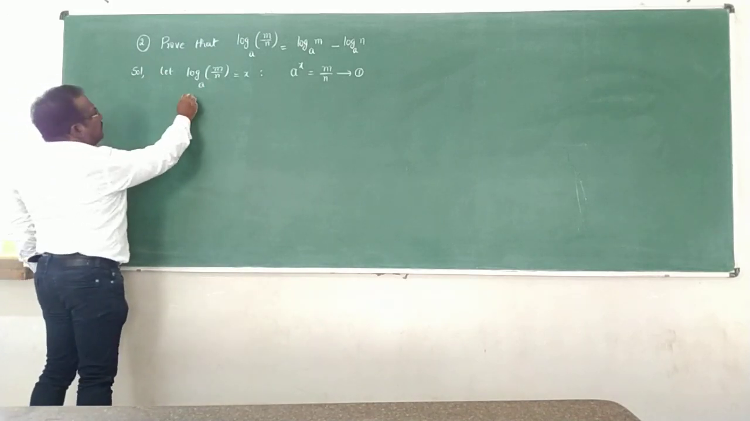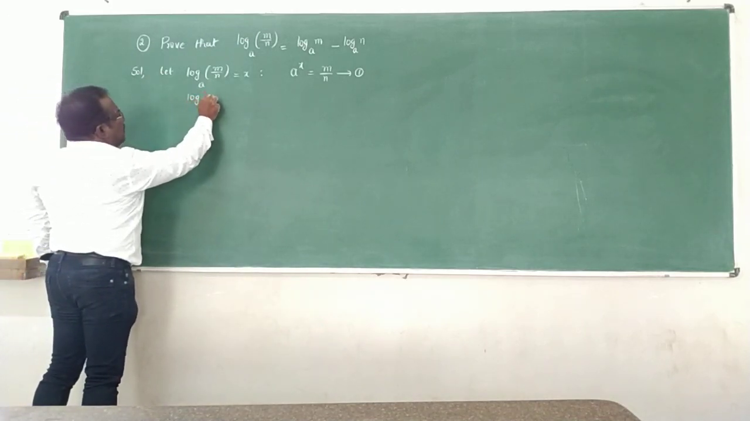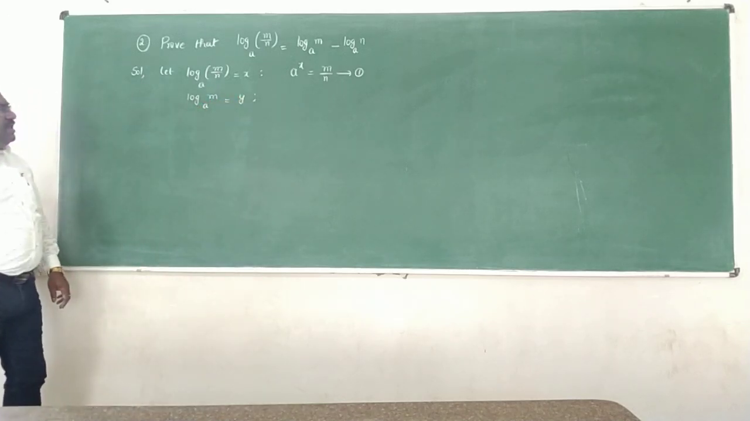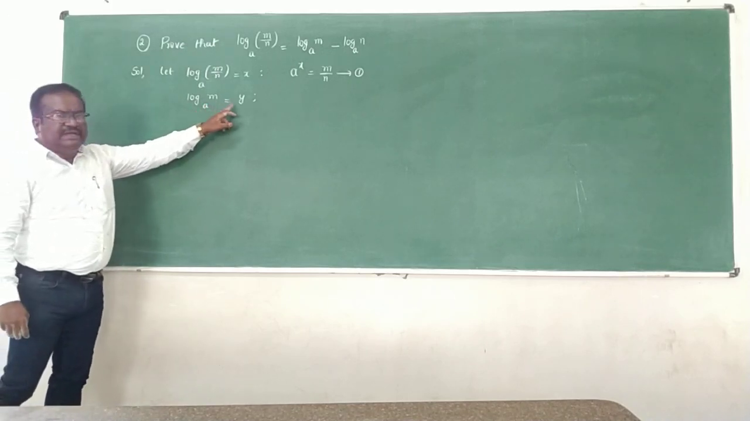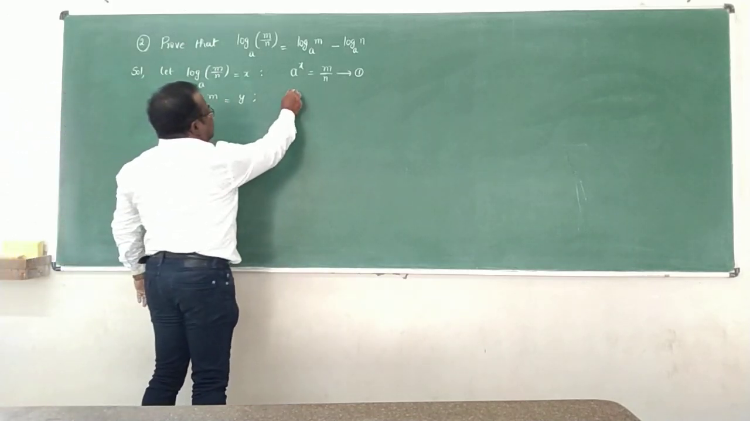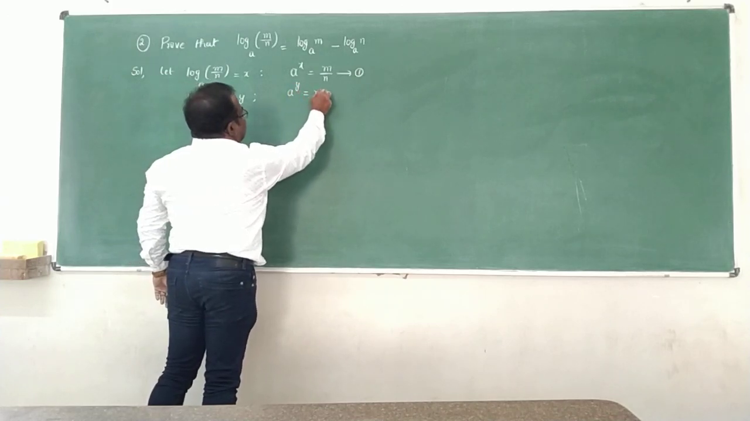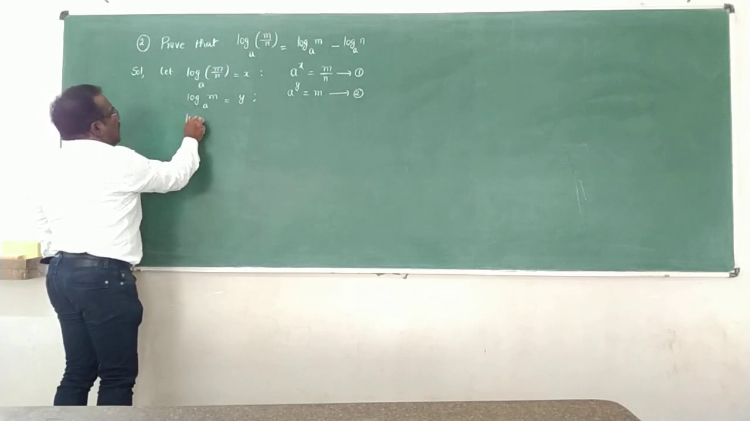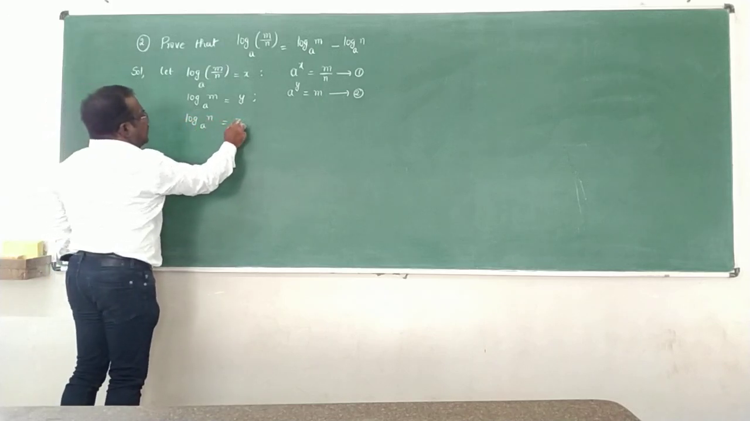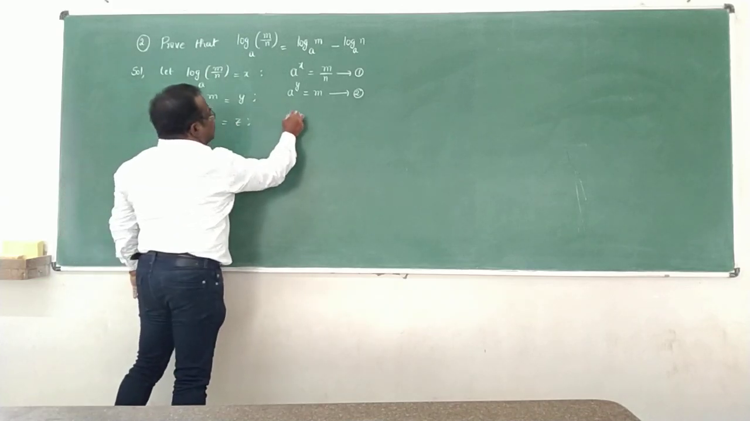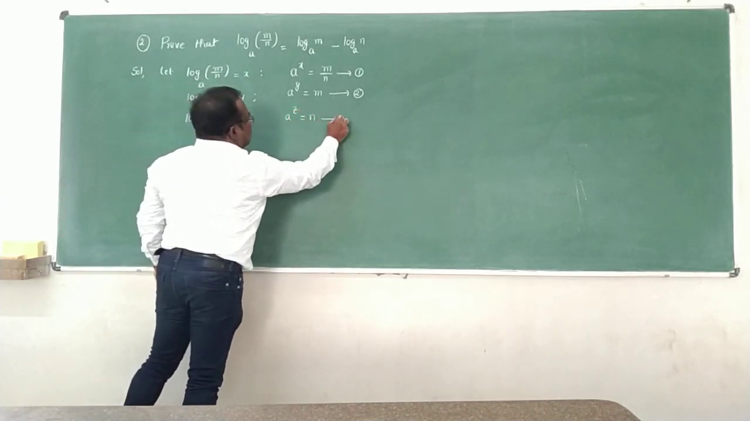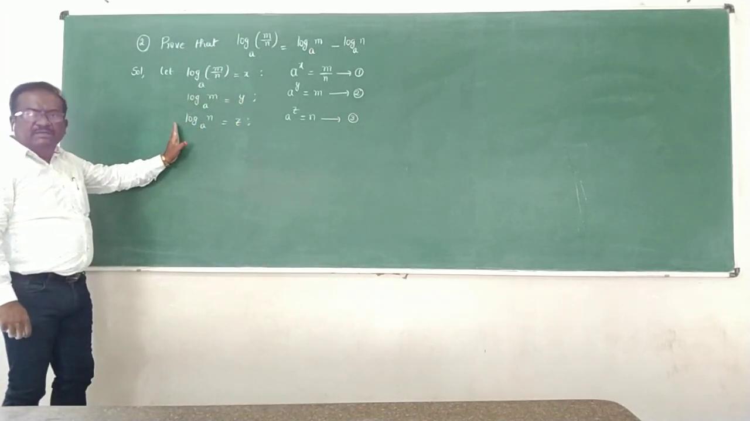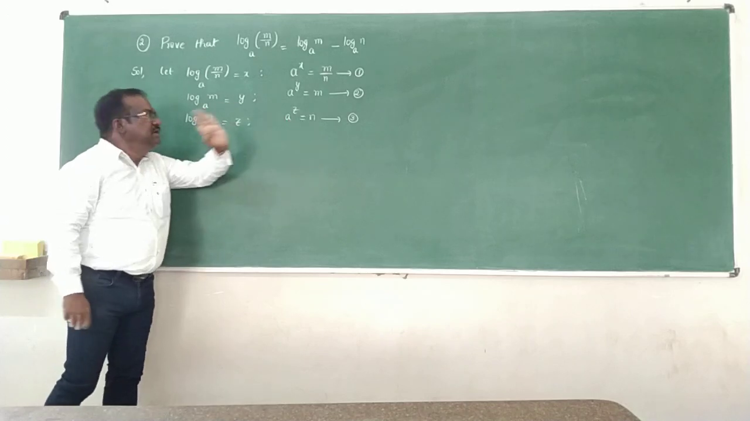Next, take the right side first term. Log m base a is equal to y. Convert into exponential form. That is, a power y is equal to m. Consider it as 2. Next, log n base a is equal to z. A power z is equal to n. This is number 3, children. That means what we have done? We are converting the logarithmic form into exponential form, children.